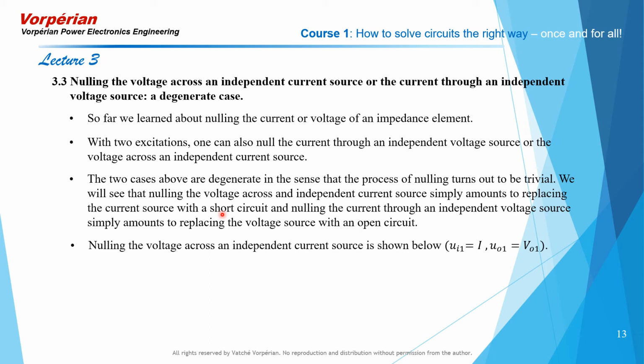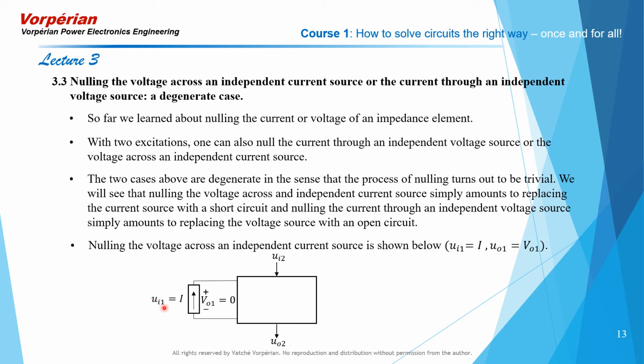When we null the voltage across an independent current source, which we show here below, here's my linear time invariant circuit. Here are the two excitations, input 1, input 2. Input 1 is a current source. And here are the two responses, output 2 and VO1, output 1. That's a response of the circuit to these two excitations, just like this is a response here.